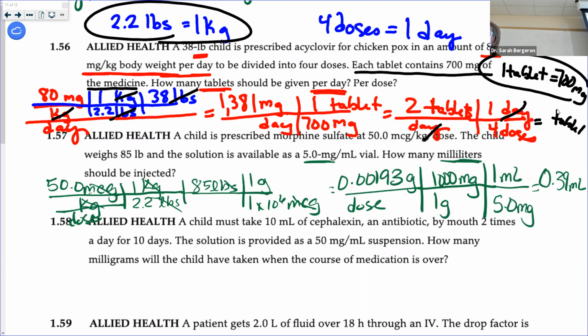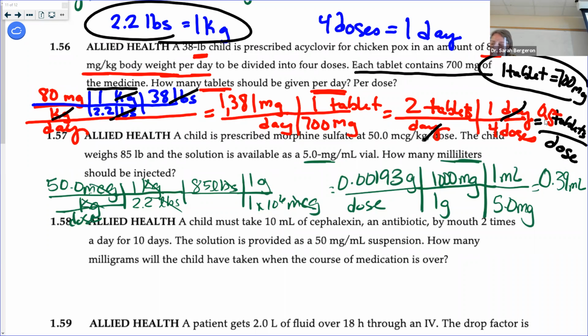I end with tablets per dose. How many? Two divided by 4. 1/2, 0.5, right? Can you cut a tablet in half? Sure, absolutely. Make sense? I'm telling you up front, you will see one like this on the exam. You have to be able to do this.